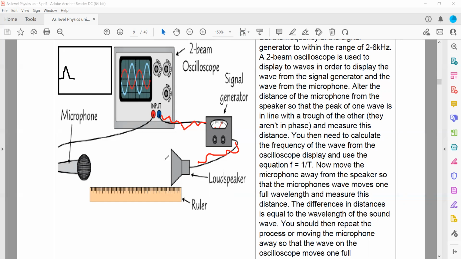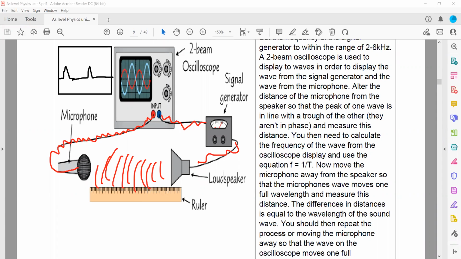But then the loudspeaker produces a sound. That sound travels from the loudspeaker to the microphone, and the microphone produces an electrical signal. Now that electrical signal travels from the microphone, not microscope, to the oscilloscope. So the loudspeaker produces sound, that sound is picked up by the microphone, and the microphone transfers that electrical signal to the oscilloscope. When it does, there will be another peak.